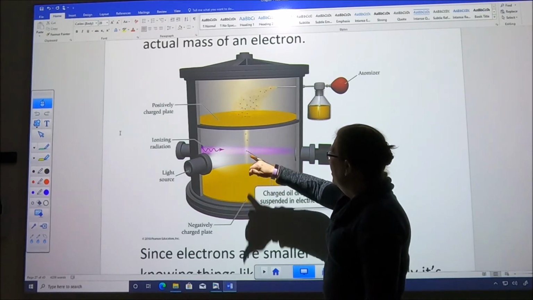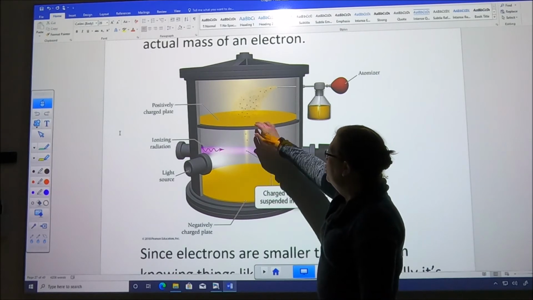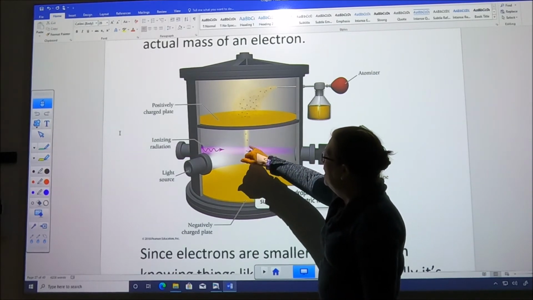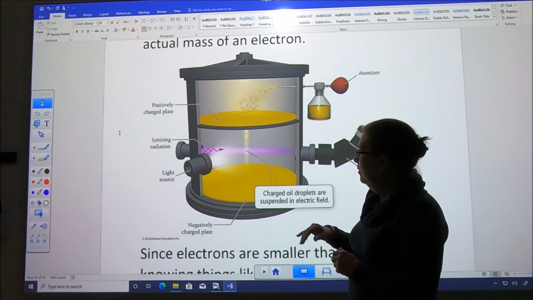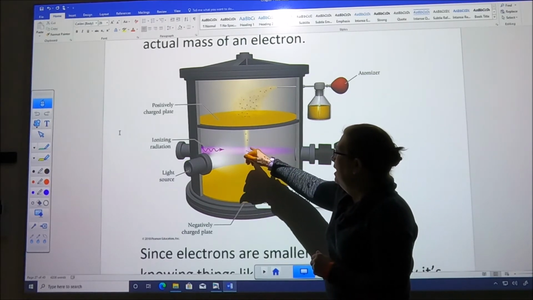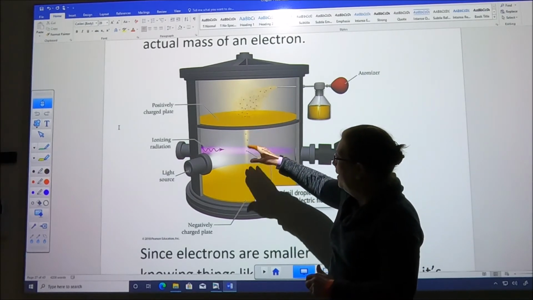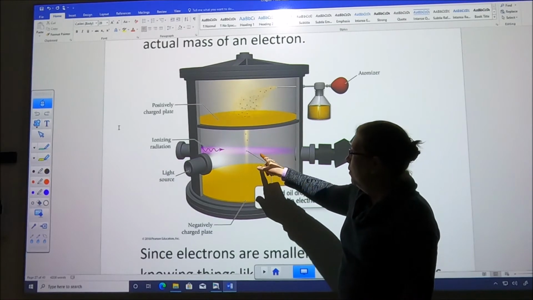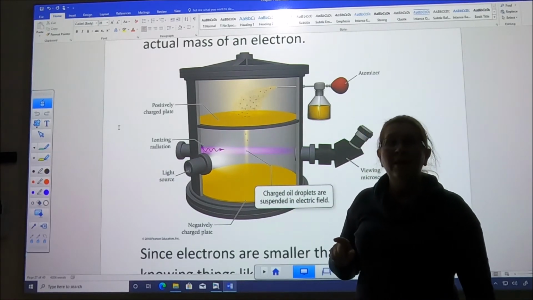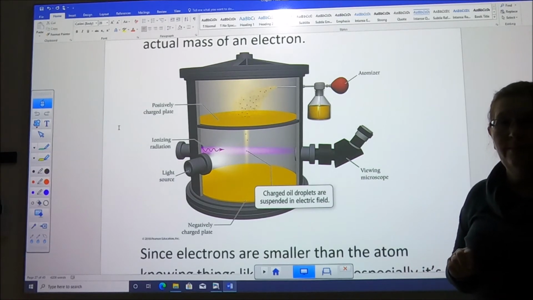And what they could do is they could charge this up, okay? And then they could use these plus and minus plates to suspend the oil drop. From this experiment, looking at what the charge had to be to suspend this, and knowing the average weight of the oil drop, Millikan was able to calculate the charge of an electron.